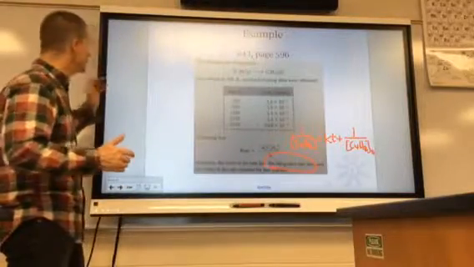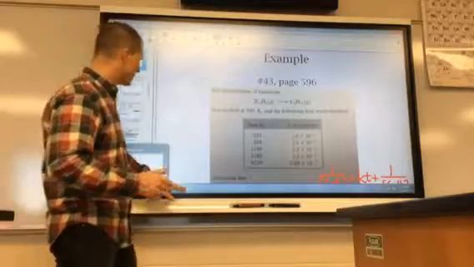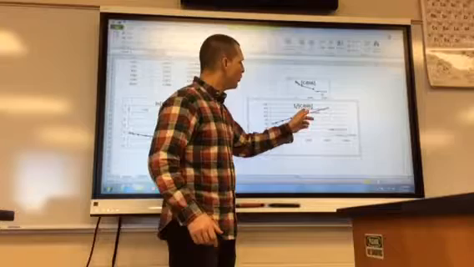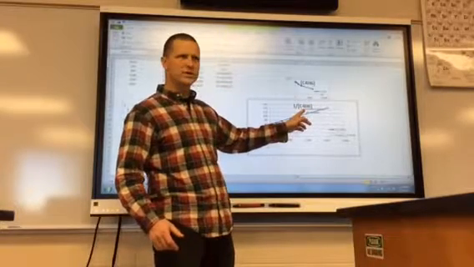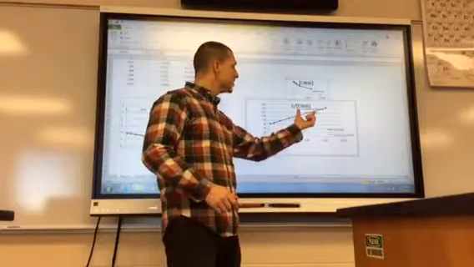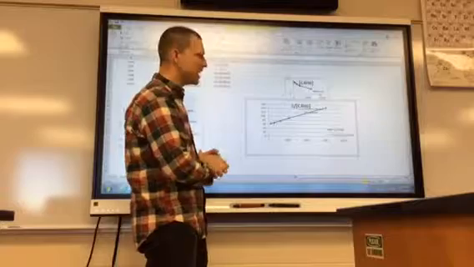If I go back to my Excel, the k value is right there. Can you read it? 0.0142x. That gives us the slope of the line. So that is the rate constant. That's the k value for this reaction.